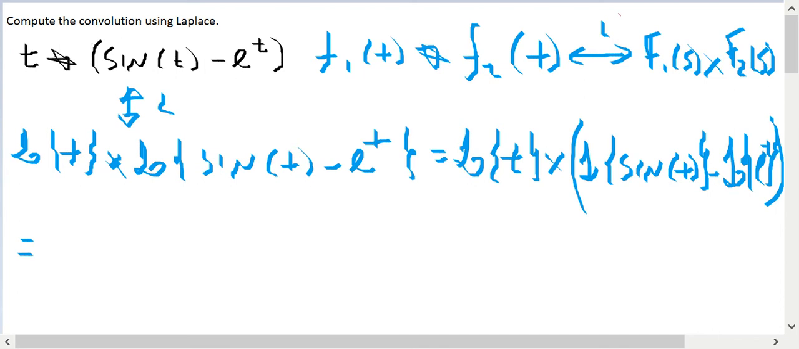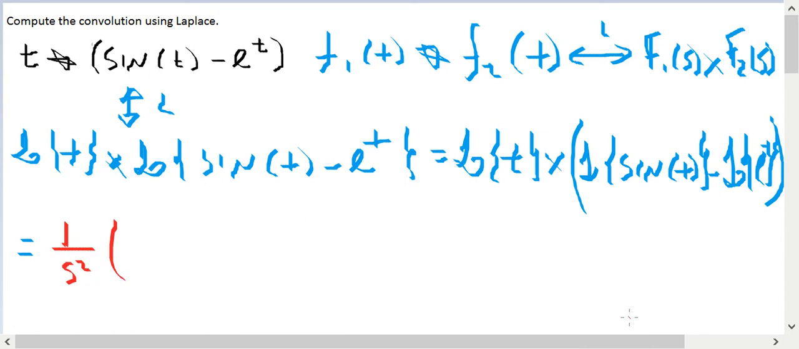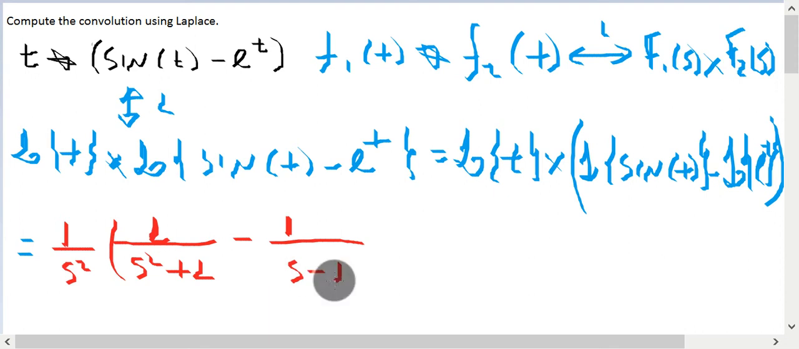So we have that Laplace of t is 1 over s squared, multiplied by the Laplace of sine of t, which is 1 over s squared plus 1, minus 1 over the Laplace transform of exponential of t, that's equal to s minus 1.